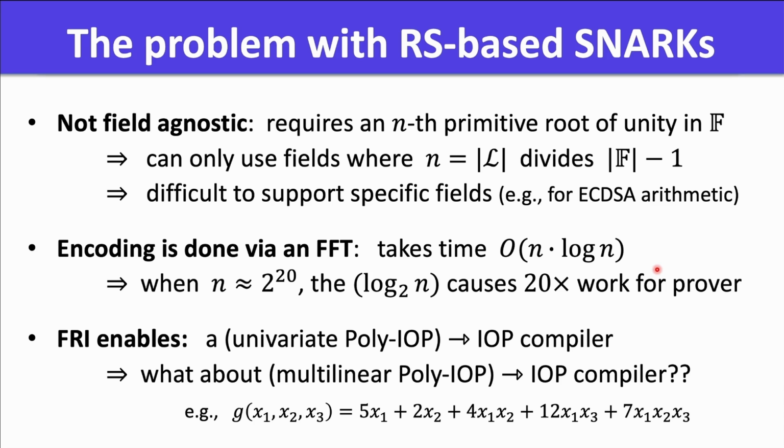And finally, FRI, as we currently described, is primarily used for compiling a univariate polynomial IOP into an IOP. However, in recent years, we saw that multilinear polynomial IOPs, where the prover sends over multilinear polynomials, are much more efficient IOPs, and as a result, we would like a multilinear poly IOP to IOP compiler, and that's more difficult to do with FRI. So the issue I'm bringing up here is that FRI gives us a commitment scheme for univariate polynomials, but it's harder to build a commitment scheme for multilinear polynomials from FRI.